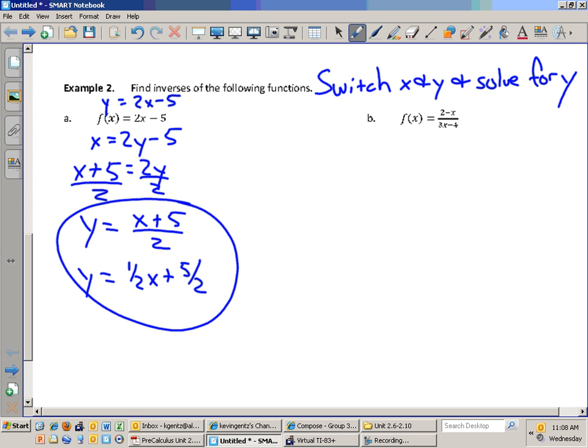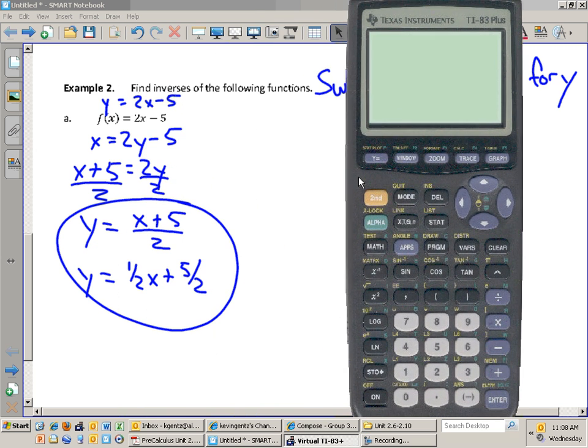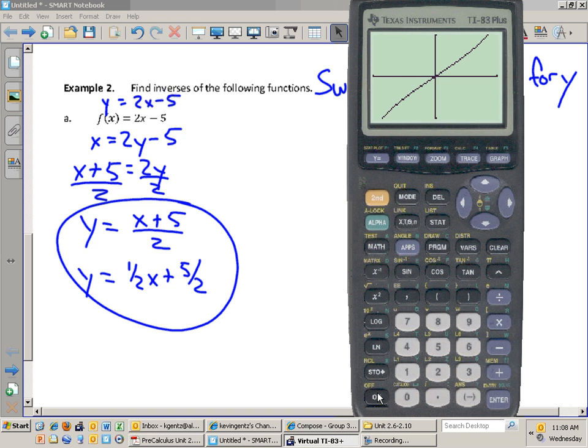Let's try it on our calculator. We said that inverses should be reflected over the line y equals x if, in fact, they are inverses of each other. So let's go to our calculator. And we'll type in our two functions. We'll type in 2x minus 5. And then below that, we're going to type in 0.5x plus 2.5. And then for my third one, I'm going to graph the line y equals x. I'm going to make it bold so we can see that hopefully those two lines should be reflected over each other. Give you a second to get caught up here.